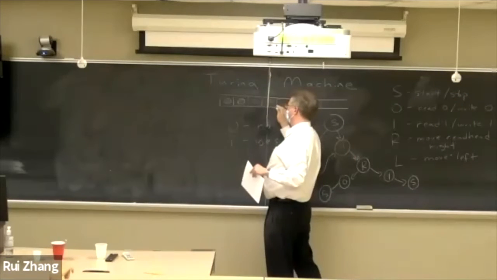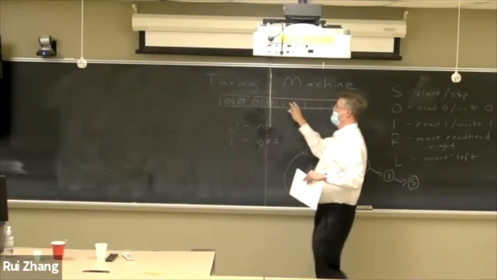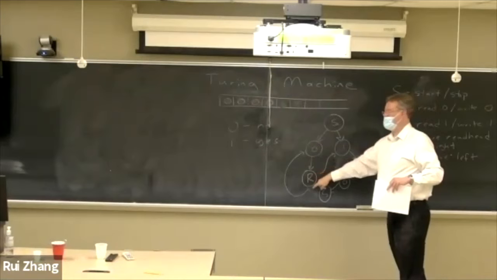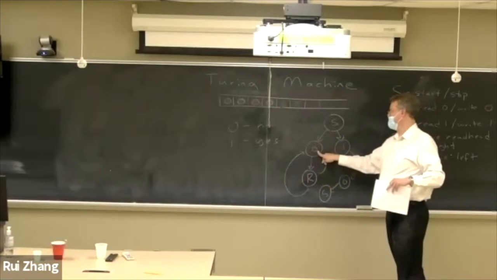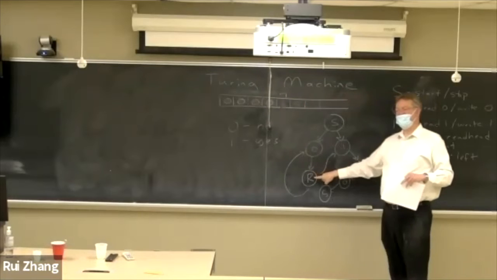So you never move to 1. If you never see a 1, say it's 4 zeros and a blank, then what'll happen is we'll see a 0, it'll move the read head right, it'll see another 0, move the read head right, see another 0, move the read head right, see another 0, move the read head right. By the time the read head gets to here, it's going to see a blank.